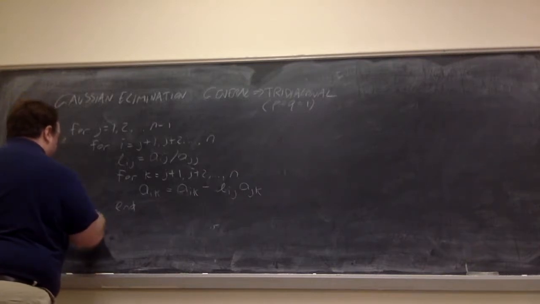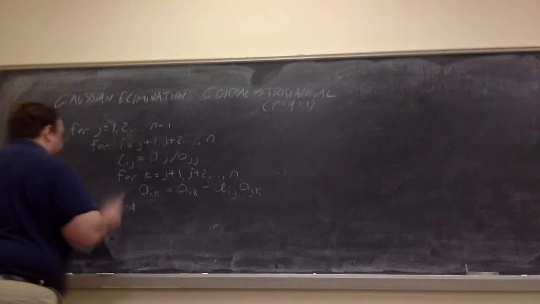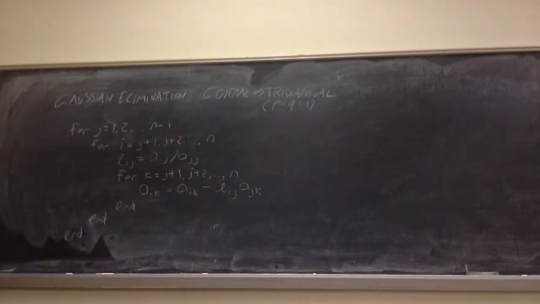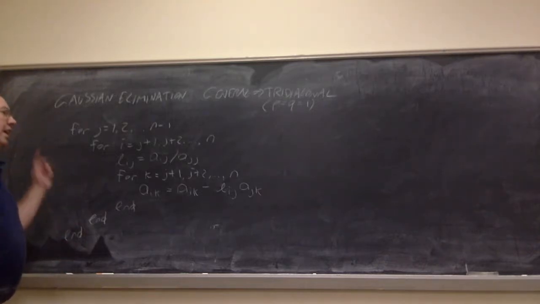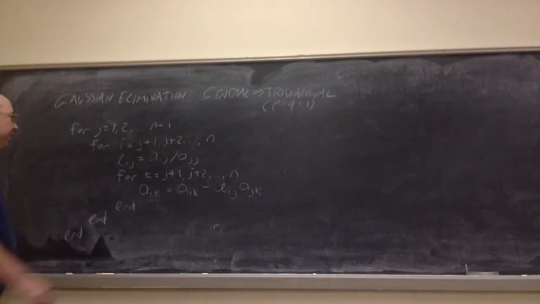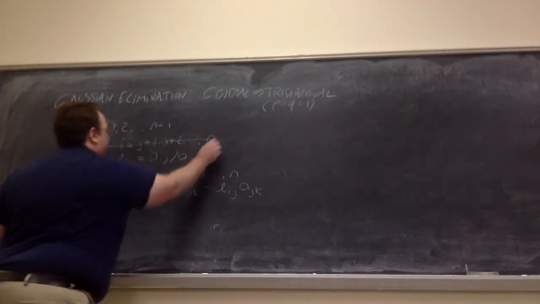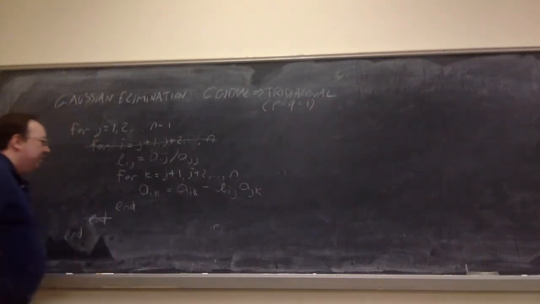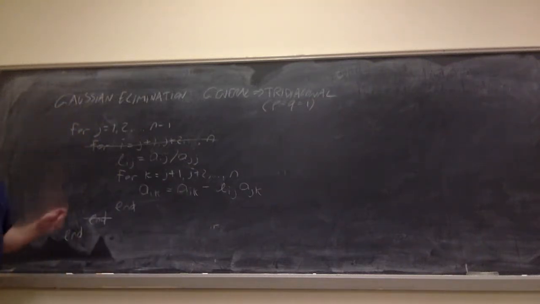I'm not going to bother updating B in this case. We're just focusing on matrix A for the LU decomposition. Now, first, for a tridiagonal matrix, your lower bandwidth is 1. That means that you only have one entry below the diagonal within each column to eliminate. So we don't actually need a loop here, so I'm just going to cross that out. Instead, we just have one iteration, if you will.